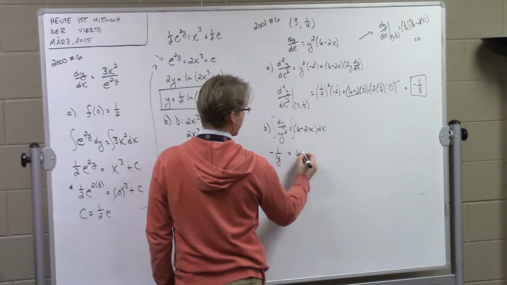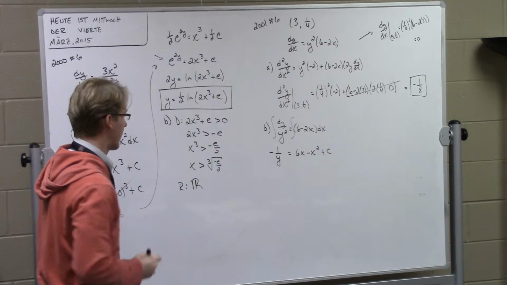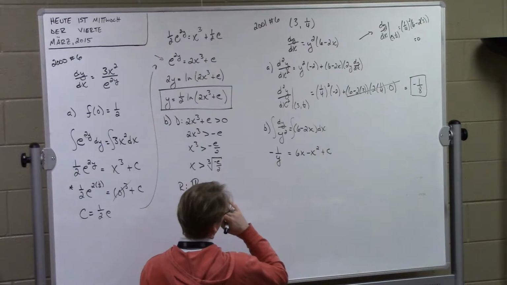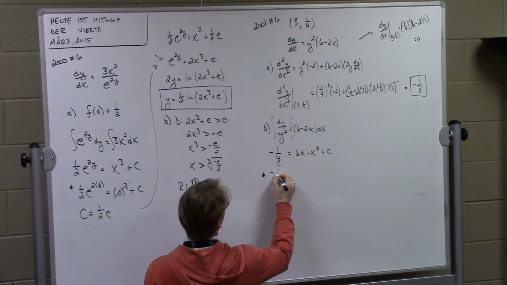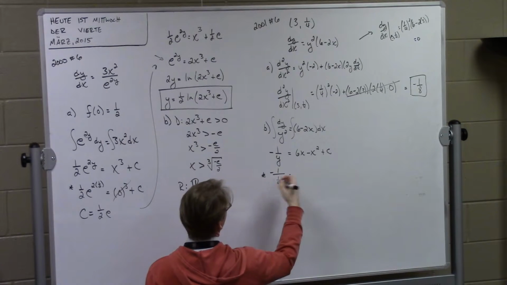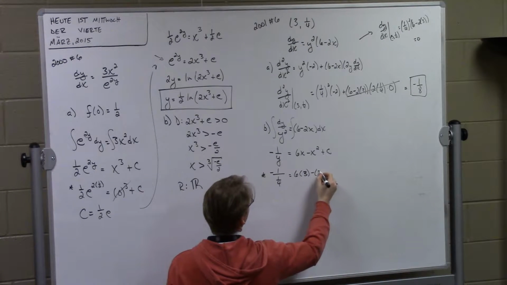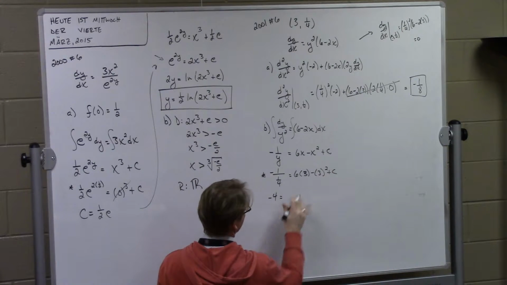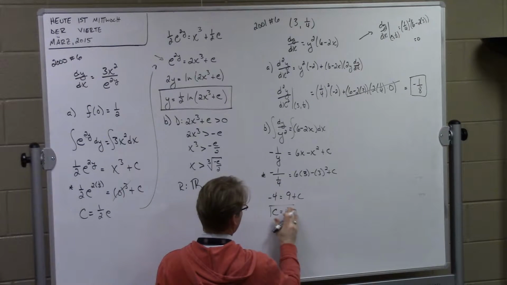This side is going to be 6x minus x squared plus c. Again, nice 4 points right there. Let's find c. Okay, so negative 1/(1/4) is negative 4 equals 6 times 3, 18, minus 3 squared, 9, so 9, plus c. C equals negative 13.